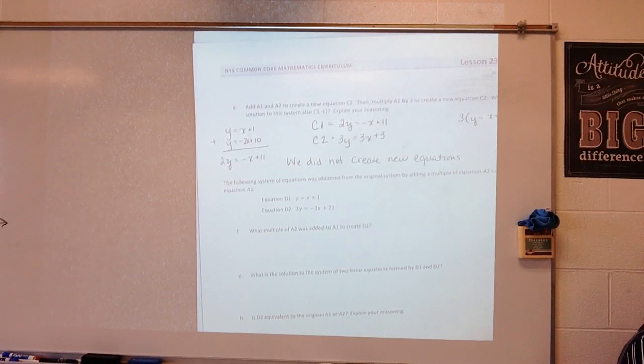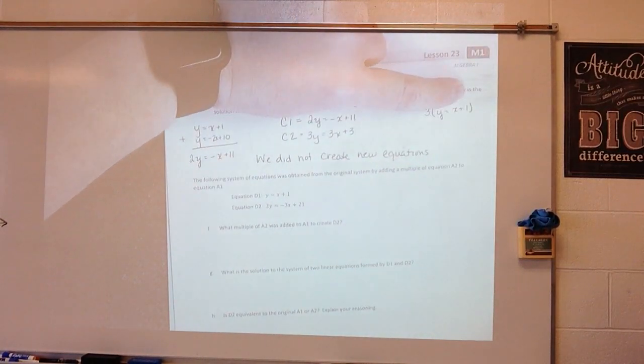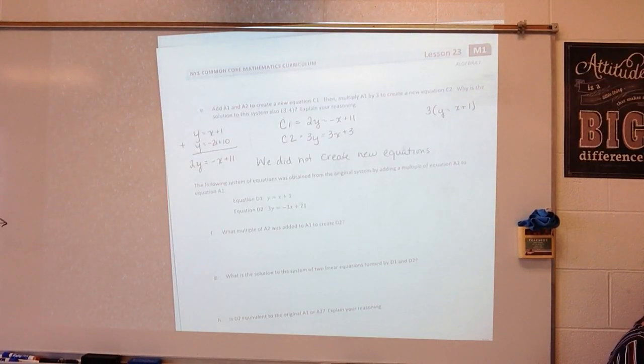When you multiplied one equation by a constant, did it actually create a different linear equation? So like for here, when we multiplied this by 3, did it create a different linear equation? Multiplying by a constant does not create a different linear equation.